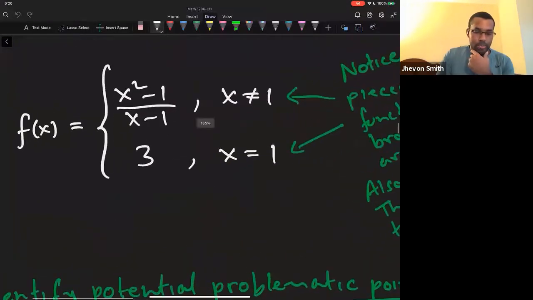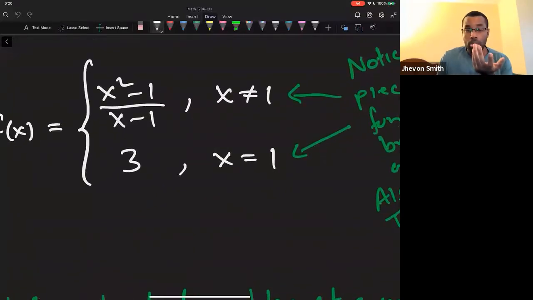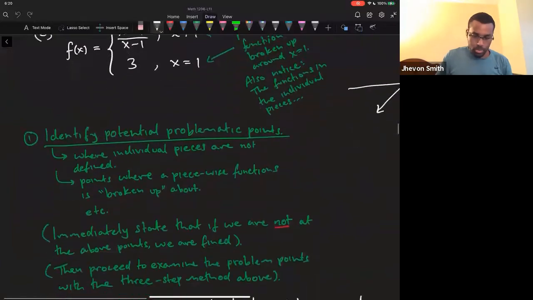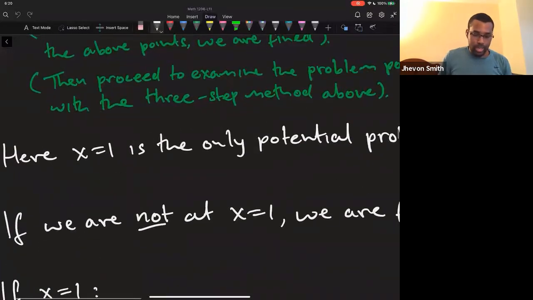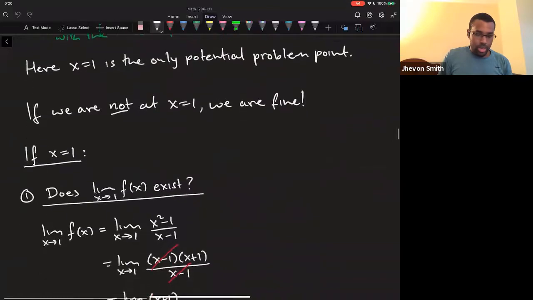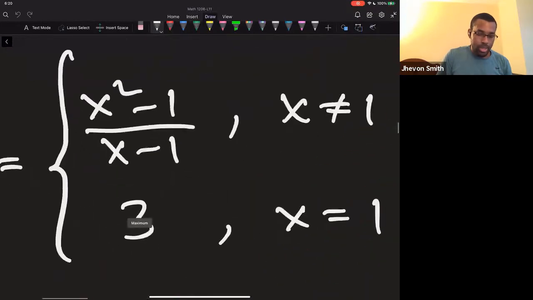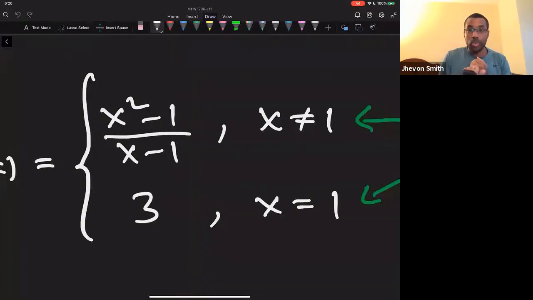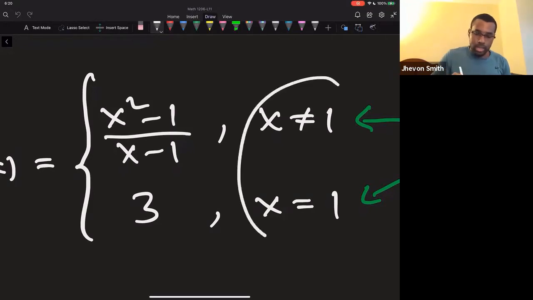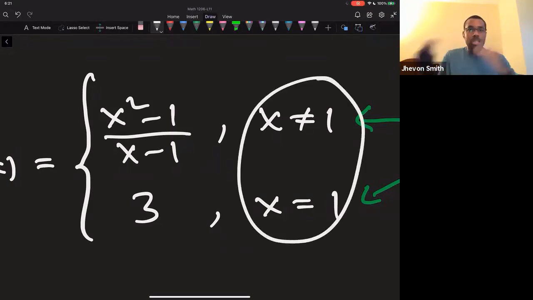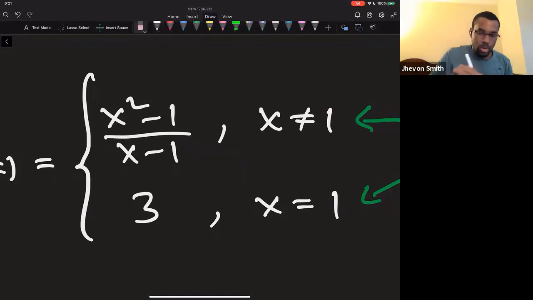Right. So for this guy, x equals 1 is the only problem point potentially. So you'll notice that if we're not at x equals 1, everything is fine because one function is x squared over x minus 1, and that is fine as long as x is not 1. And one function is 3, which is a polynomial, so that's fine everywhere. So there are no issues with the functions themselves. The only issue was with this guy, the fact that it's something different at 1 versus not at 1. So that's what we had to worry about.